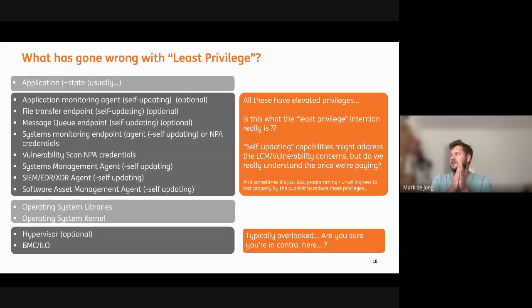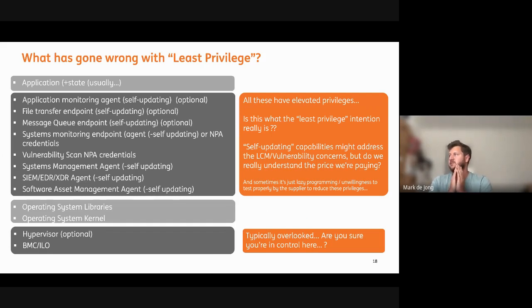This picture shows a typical application stack. I think everybody will agree on this one. You have the OS at the bottom, application on top, really traditional, and all the agents and endpoints in between. In theory, if we rely on the least privilege principle, all of these layers should only have a minimum set of permissions to do their actual task.